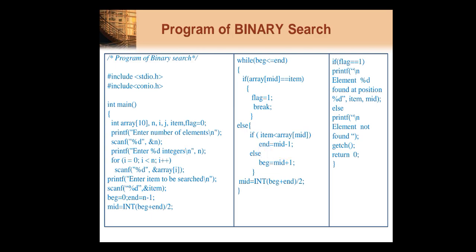But if it is not smaller than a of mid, then we change the beginning position, and then again we divide the sub problem into the next sub array. In this way this process is continued till beginning is less than or equal to end. After that it will check whether flag equals 1. If flag equals 1, then it says that item is found. If it is not equal to 1, then it will print item is not found.